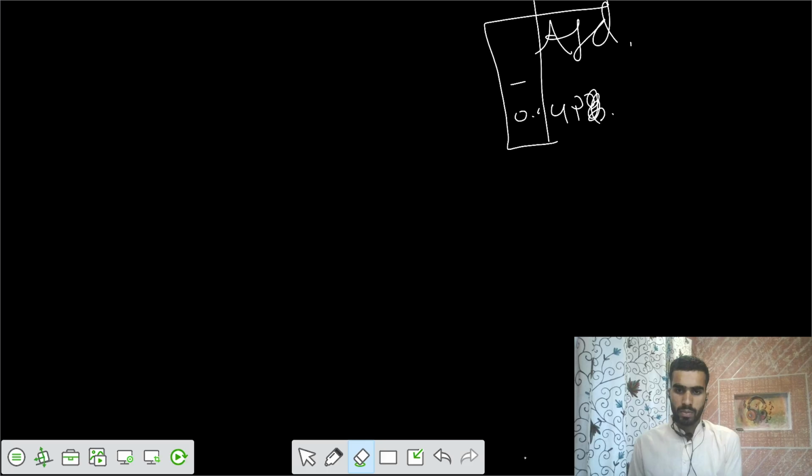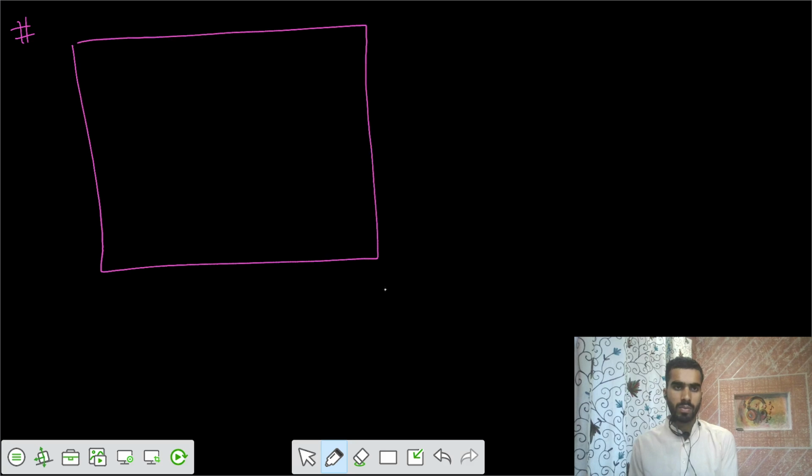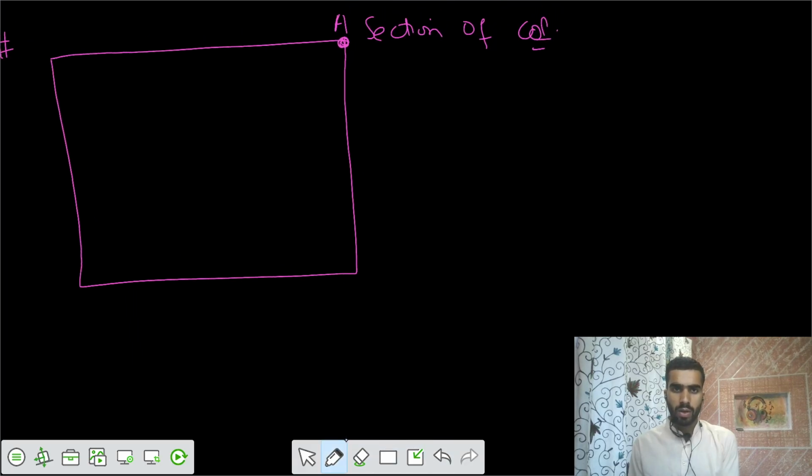So let's take one more problem. We had a section of the column. This is the top view of the column, the section of column. There's some point A at the corner. And what is the problem saying? The problem is saying that the stresses at the farthest point, that is A, stresses at A, that is in the first quadrant. I would say we have 4 quadrants.